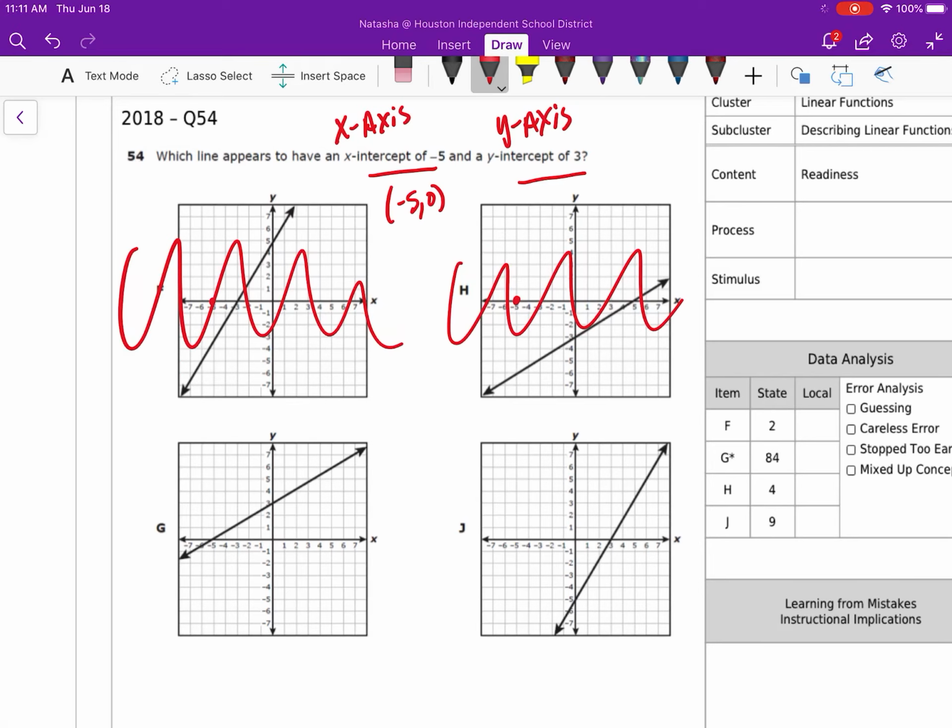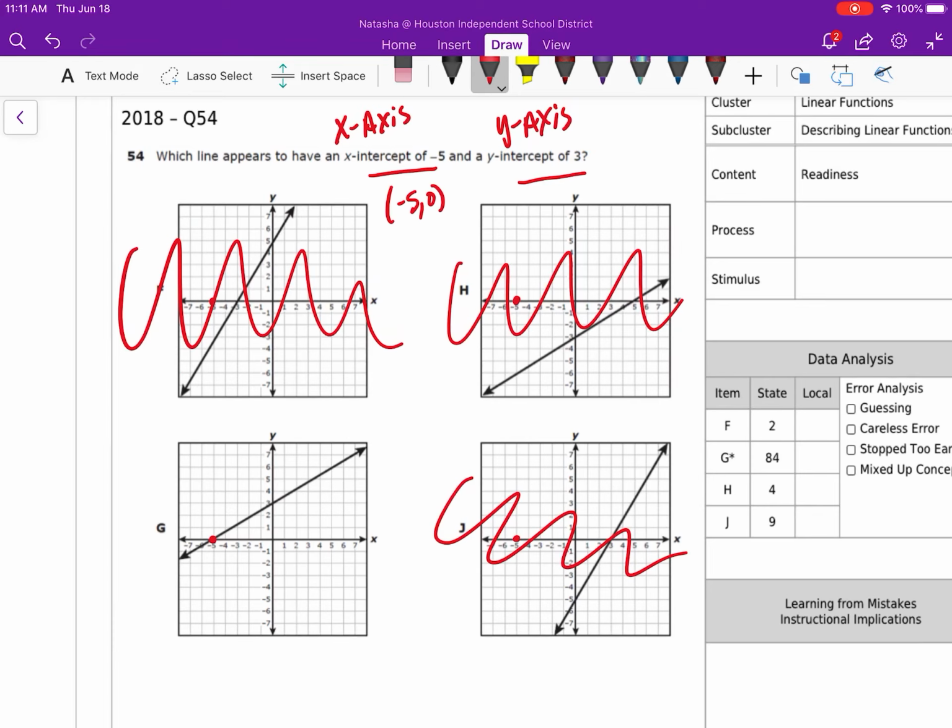So now let's look at G. G at the point (-5, 0) has an x-intercept of -5. So that works. Let's look at J. J does not have an x-intercept of -5, so that does not work. By process of elimination, it has to be G, but let's check.